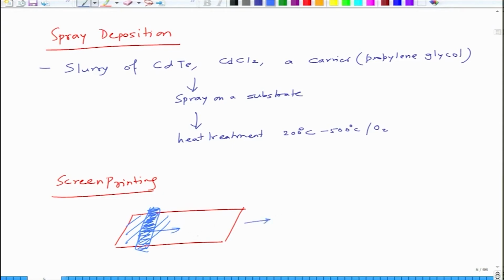So you have a substrate, and then you have a screen on top of it. This is a screen with a certain mesh size, and on top of the screen you put in the slurry, and the slurry is rolled over using a roller, manually or automatically, to give you a film. This is also a process, and then you of course heat treat after deposition.